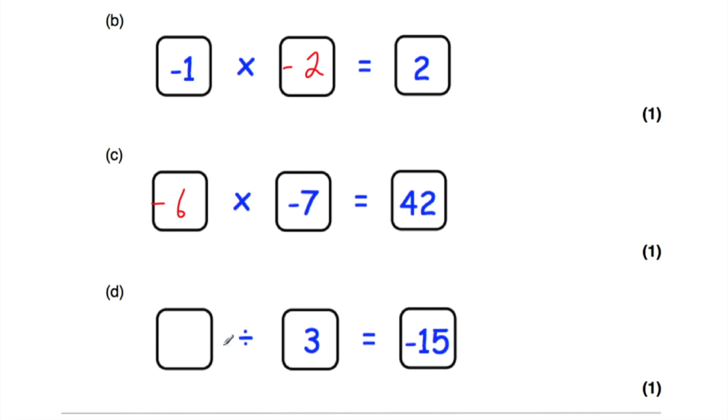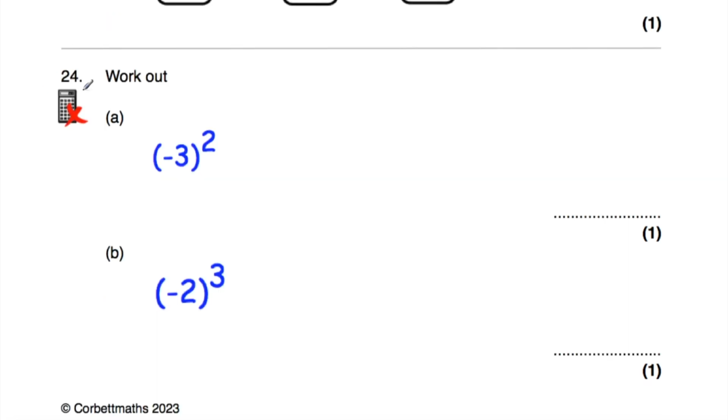Okay, part D. Part D, we've got blank divided by 3 is equal to minus 15. Well, we've got something divided by a positive is a negative. Well, that's going to have to be a negative, because a negative divided by a positive is a negative. So this has to be a negative number. Now we want to find what number do we divide by 3 to get minus 15. So if we had 3 and we multiply by 15, 3 times 15 would be equal to 15 plus 15 is 30, plus another 15 is 45. So that means that 45 divided by 3 is equal to 15. Now that means that negative 45 divided by 3 would be negative 15, because a negative divided by positive is a negative, so this has to be negative 45. And that's it.